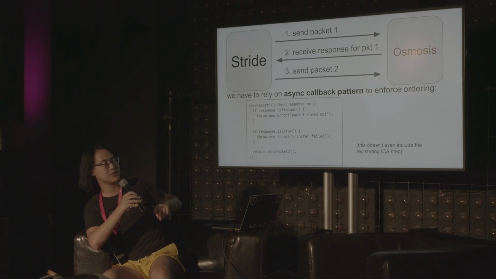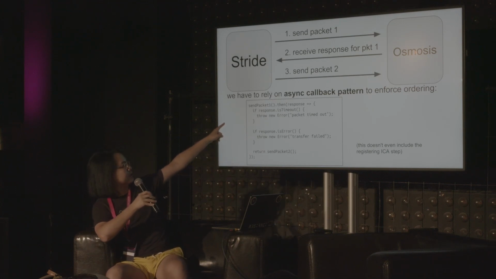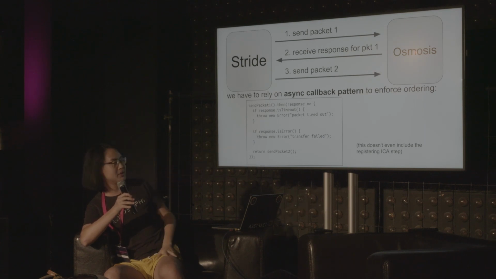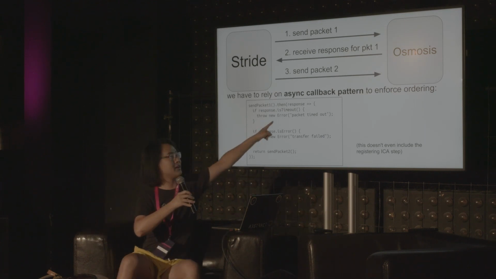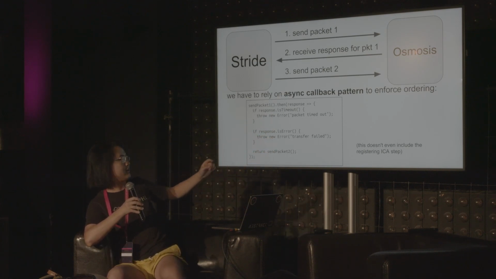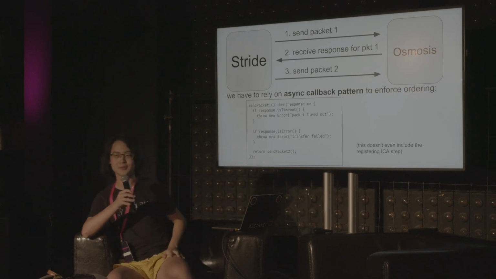So if you know JavaScript, I have a code snippet here. We do send packet 1, that's a function that returns a promise, and then you use the then keyword to chain an action after that promise. So you see, oh, this is timeout, or there's an error. I'm going to handle those errors. If it is successful, then I finally do send packet 2.